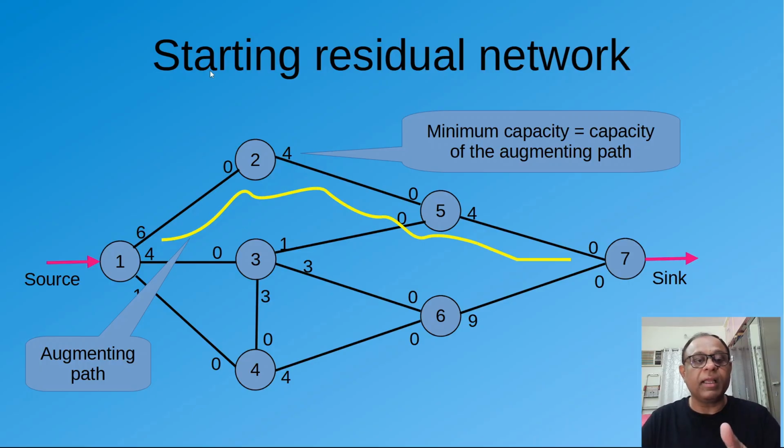Now remember one thing, the capacity of the augmenting path 1, 2, 5, 7 is 4. It is not 6 because 6 is the higher value. The maximal flow which can go through 1, 2, 5, 7 is 4 because 4 is the minimal flow that occurs here.